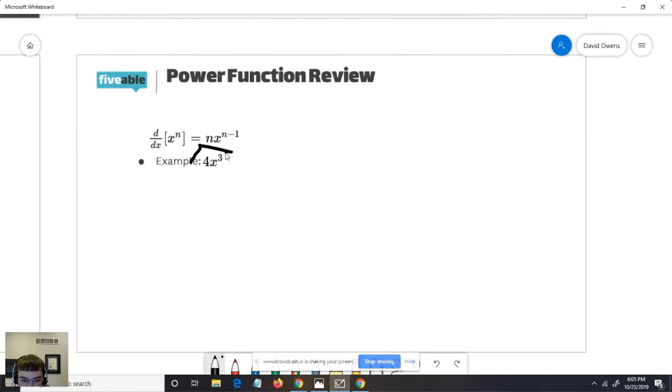So, for example, if we have this 4x cubed, if you're out there in the chat, since I assume everyone knows that, just make sure you're out there by dropping what you think the answer to that would be. Yeah, that's exactly right, Emma. So you're going to move that 3 out in front, and you're going to get 12x squared. So that's really kind of a simple one, just making sure you knew that.